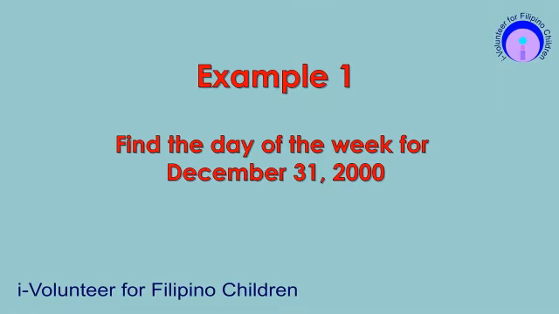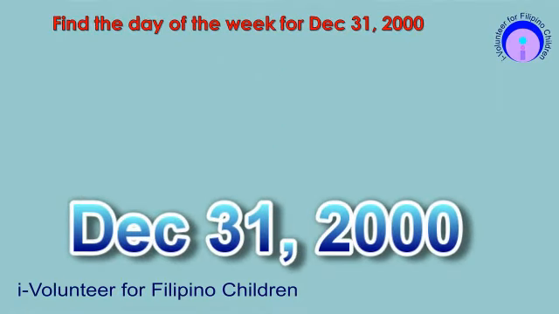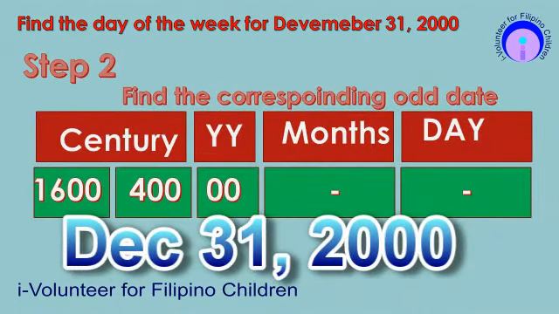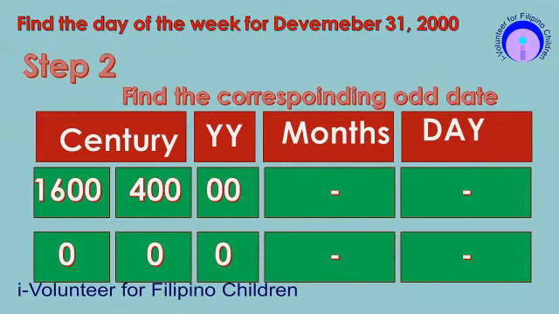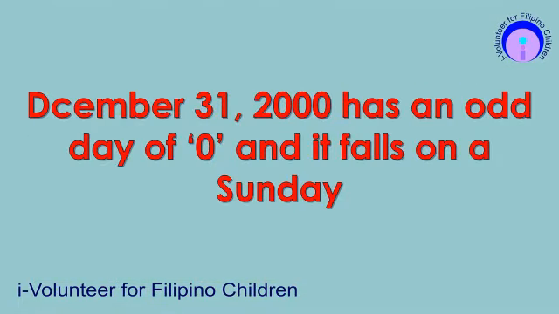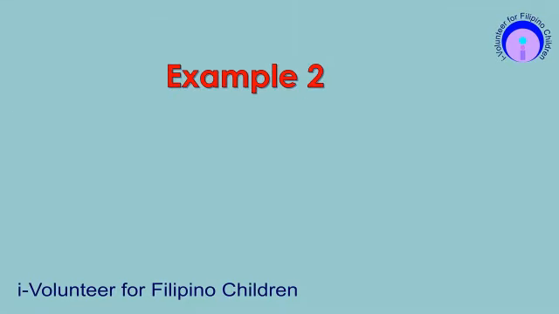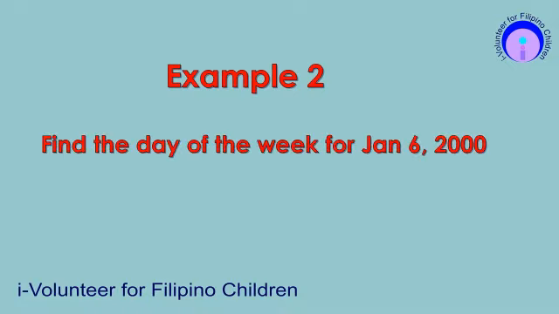Let's try to solve our first example. Napakadaling isolve ito dahil ang hinahanap ay yung araw ng katapusan ng taon, December 31, 2000. The odd day is equal to 0. Therefore, December 31st, 2000 falls on a Sunday. Here is another example. This time, it's not December 31, kundi lampas ng December 31. We are looking for the day of the week on January 6, year 2000.